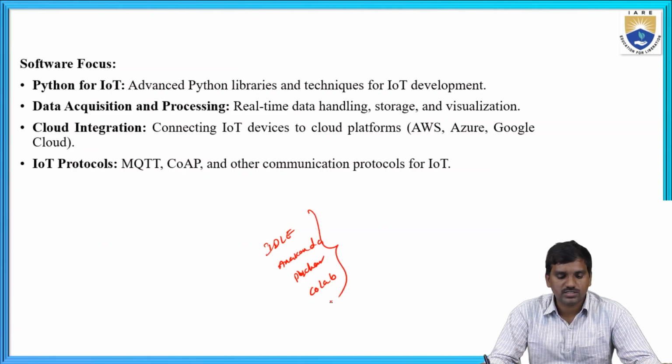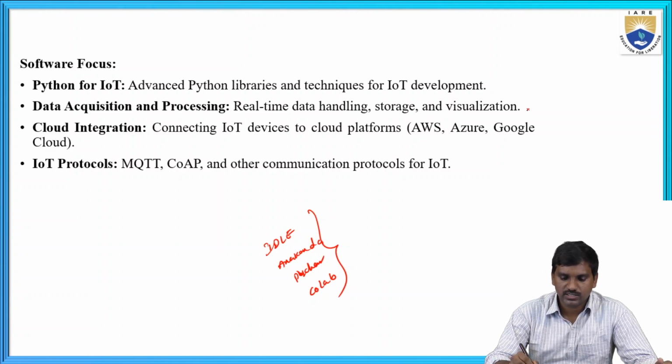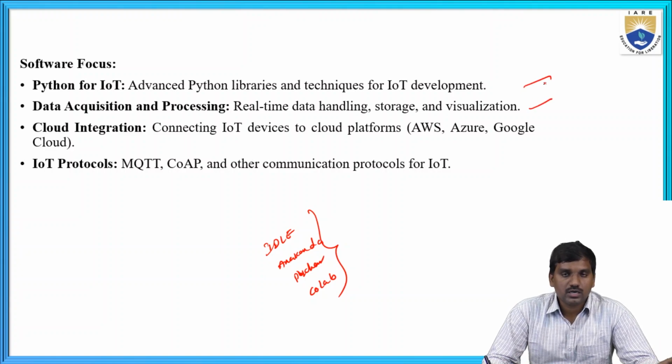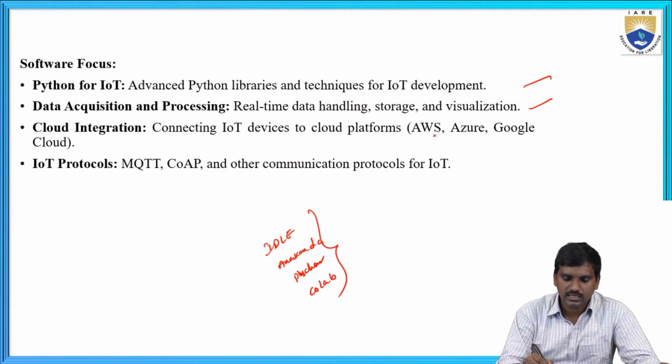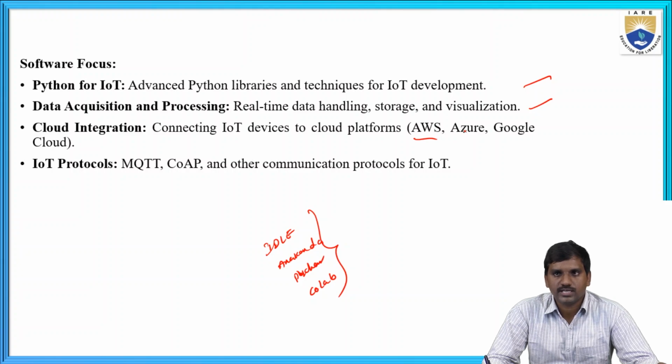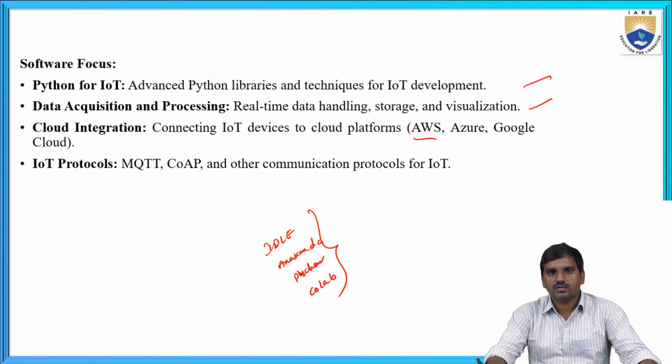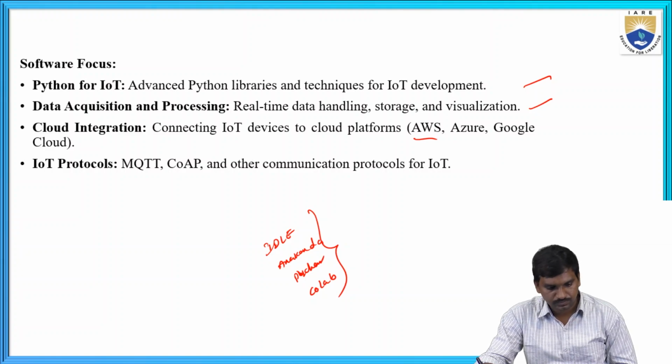Data acquisition and processing for real-time data handling, storage and visualization. Cloud integration for connecting IoT devices to platforms like AWS, Amazon Web Services, Azure, Google Cloud, like that. Lastly, we need IoT protocols like MQTT, CoAP, and other communication protocols for IoT, IEEE 802.15.4, like that. Based on the requirement, we have some communication protocols for IoT.